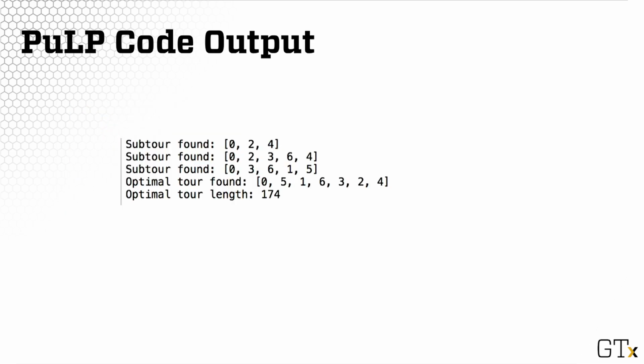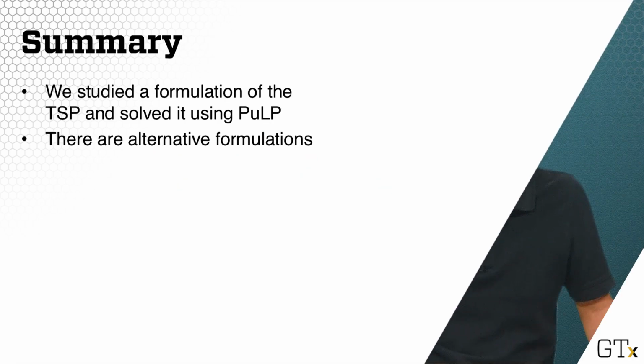So here is the output of the code for that little example. Please try it out. Remember there are 7 cities, right? First, it found a subtour going from 0, 2 to 4. Then it found a subtour going 0, 2, 3, 6, and 4, and so on. It added those constraints one at a time until it found a tour which covered all the 7 cities. And so it stops, and it returns the optimal tour length. So we have just solved a traveling salesman problem.